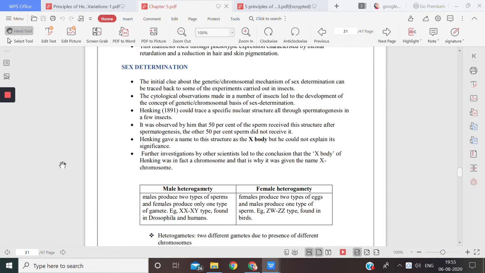Just to brush up your memories, human beings have 23 pairs of chromosomes. Out of those 23 pairs, one pair is the sex chromosome and 22 pairs are the autosomes. Okay, children? 22 are the autosomes and one pair is the sex chromosome.